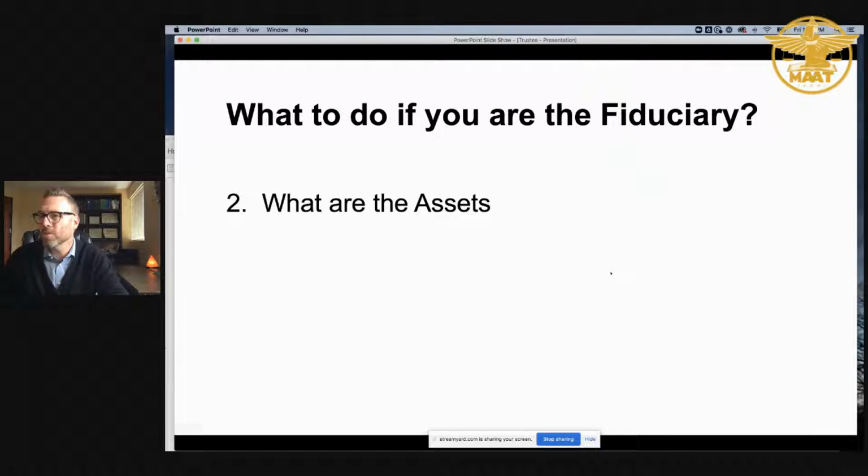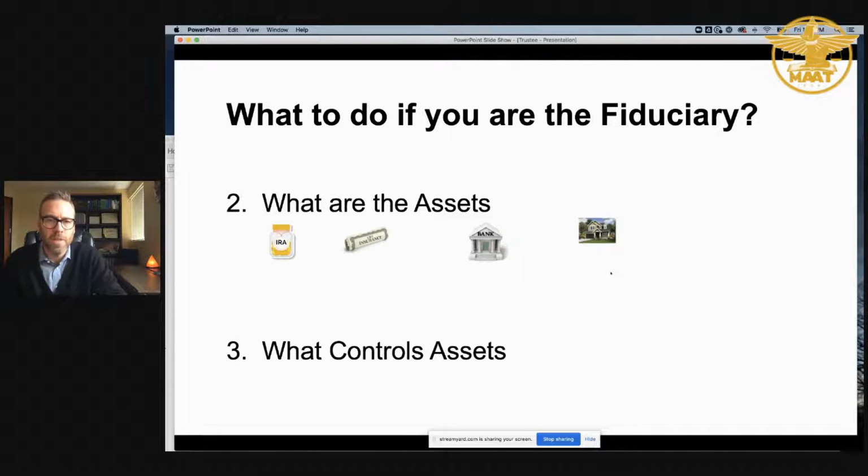Okay, so if you're the fiduciary, after you've defined the players, the next step is what are the assets? Is there retirement accounts, life insurance, bank accounts, real estate? So figure out what assets are out there. And then what controls the assets?